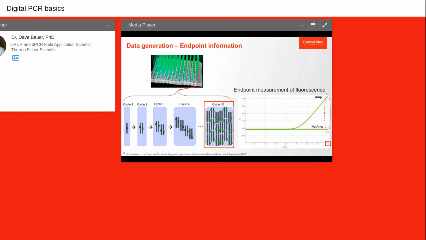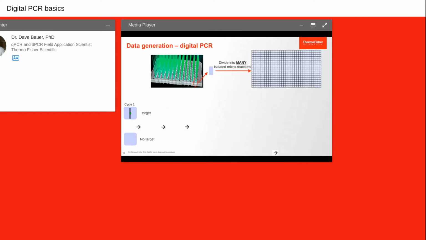Well, just looking at cycle 40 alone from the real-time data, we can see when there was target present, the signal went up. So at cycle 40, it was elevated compared to when there is no target present, its signal stays at baseline. So we can differentiate just from the endpoint measurement if target was there or not. So keeping that idea in mind, let's now switch to digital PCR.